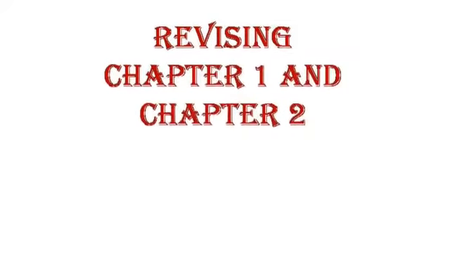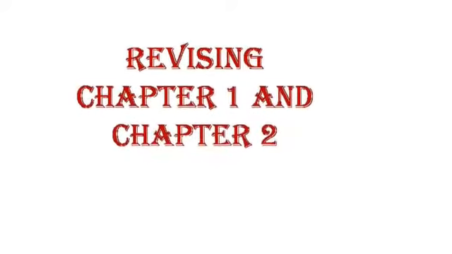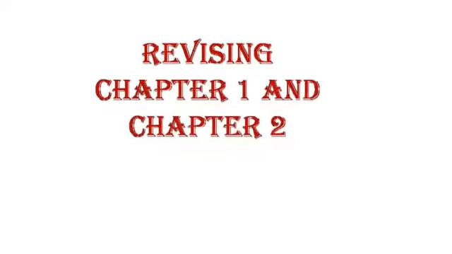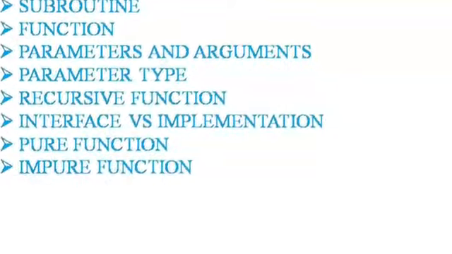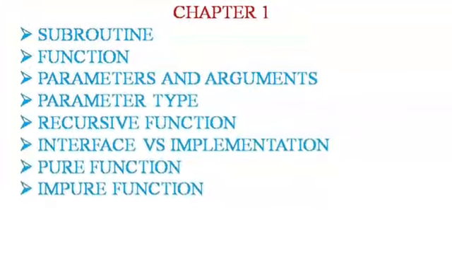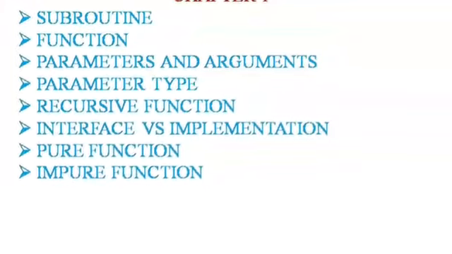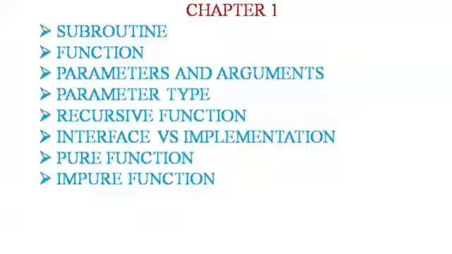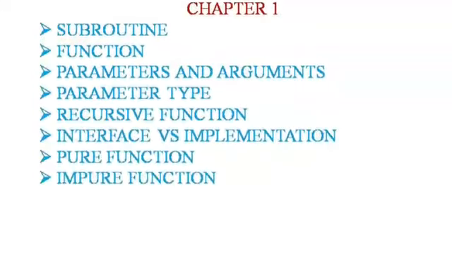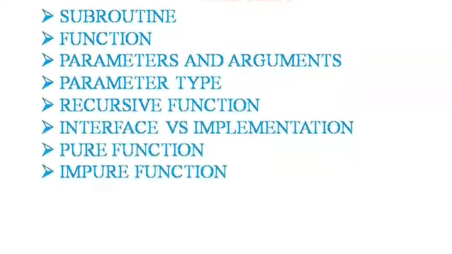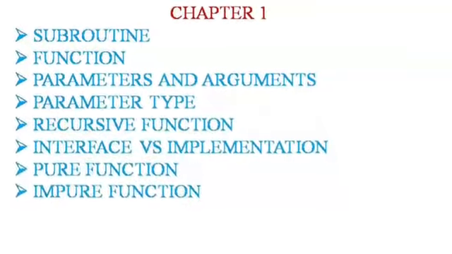Now the first and second chapters are completed. We'll have a glance over the first chapter and the second chapter. Subroutines are the basic building blocks of a computer program. The small set of code that performs a particular task is a function. Parameters are the variables in the function definition. Arguments are the values which are passed to the function. Parameter types: parameter without type and parameter with type. A function calling itself is called a recursive function.